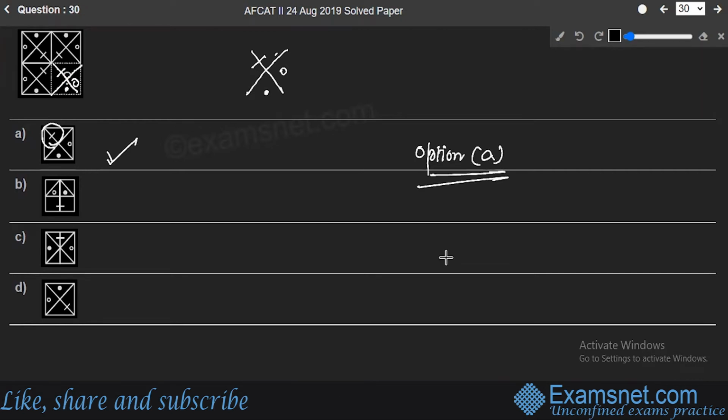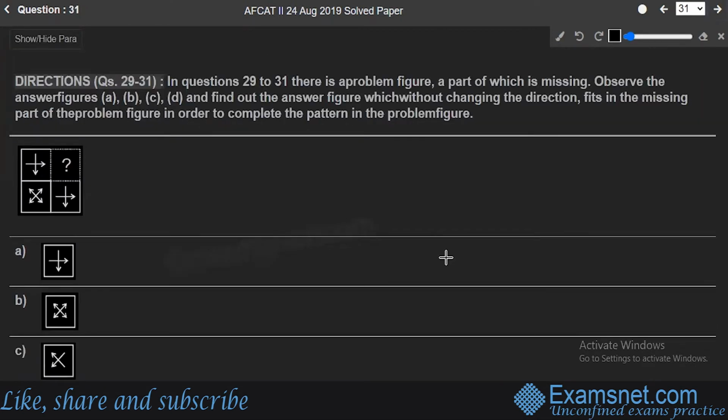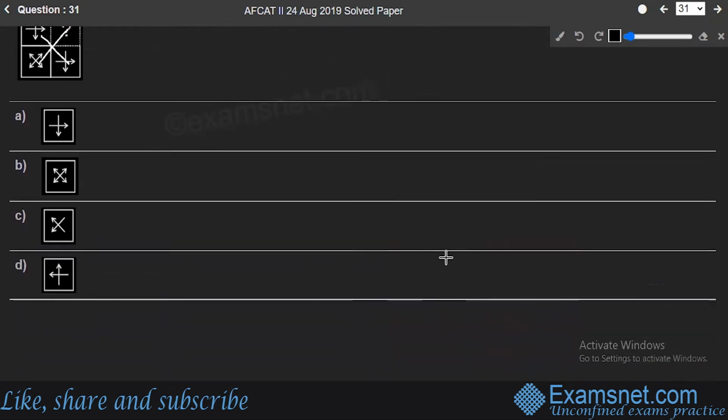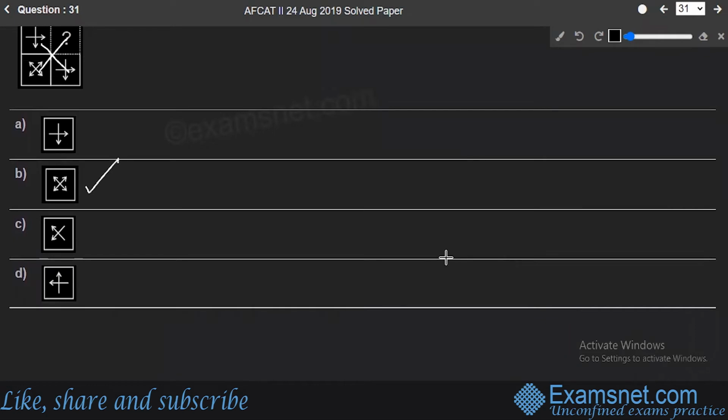Let's move further. Next one, question number 31. In this question, you have to see what will come in the blank, in the question mark. See, these two figures, they are exactly the same. So don't you think this figure will exactly come over here, right? These two figures, they are exactly the same. So I will have an exact figure of this type over here. Let's see the options carefully. Here we get it. Option B is the one.